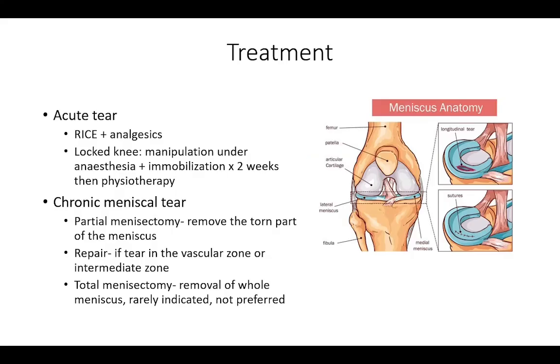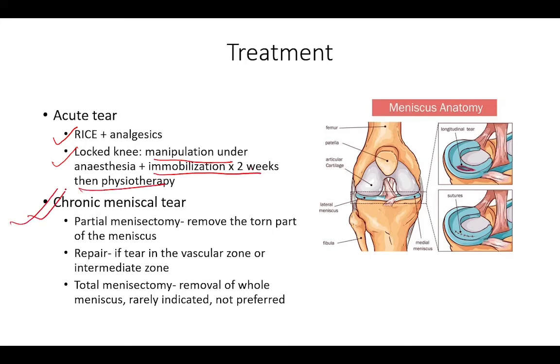The treatment of an acute meniscus injury includes rest, ice, compression and elevation along with analgesics. In case of a locked knee, manipulation under anesthesia may be done, followed by immobilization for 2 weeks and physiotherapy.